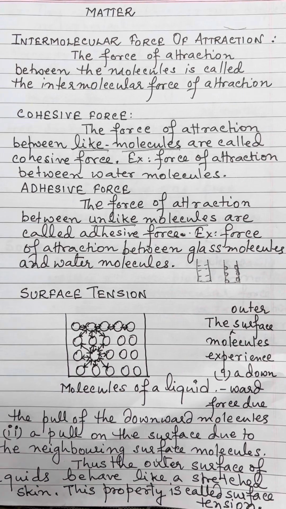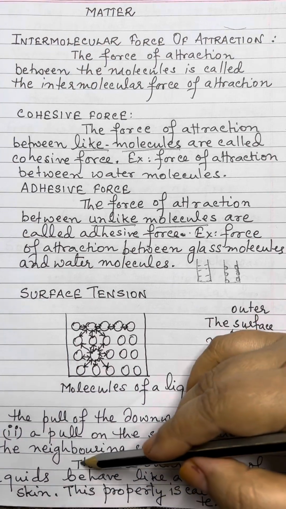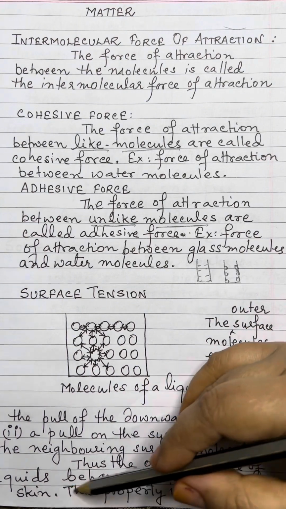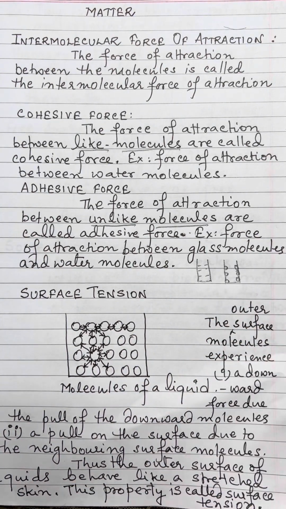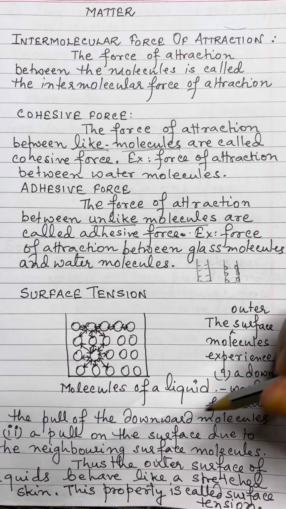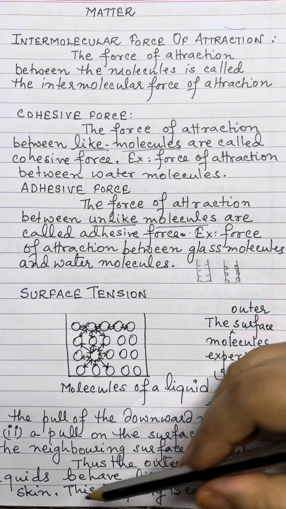Now dear students, we shall talk about another term, that's the surface tension. Sometimes it creates confusion among the students. So let us see what we understand by surface tension. When the outer surface of a liquid behaves like a stretched string, this property is called the surface tension. Now let us understand why the outer surface of liquids behaves like a stretched string.